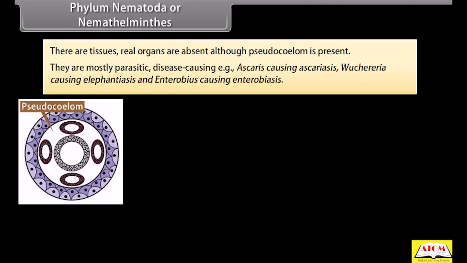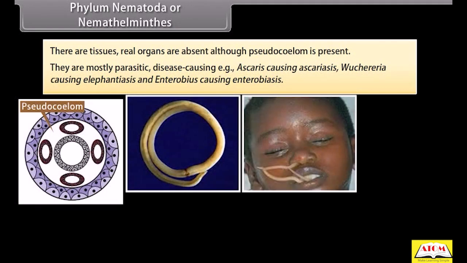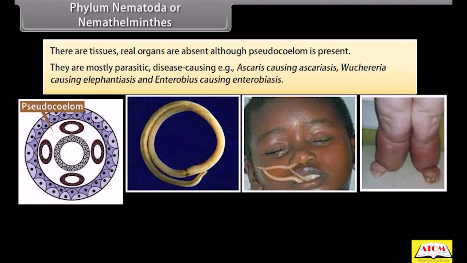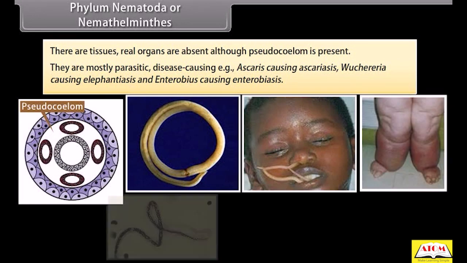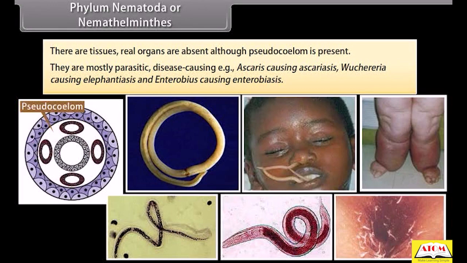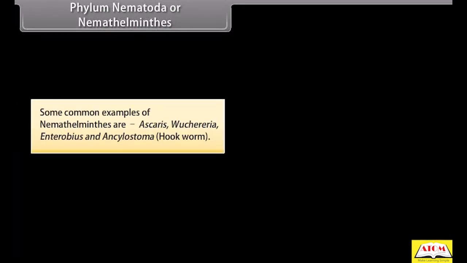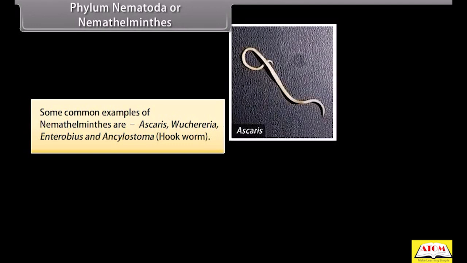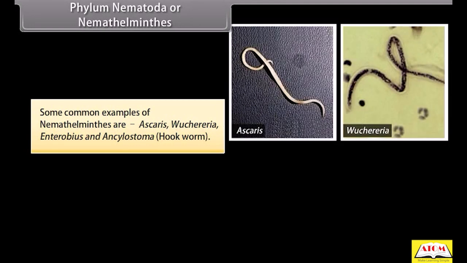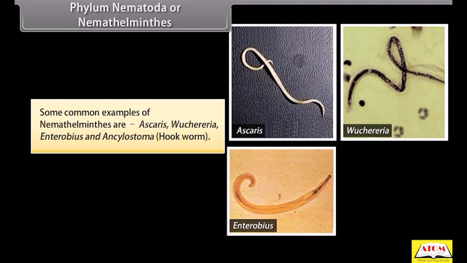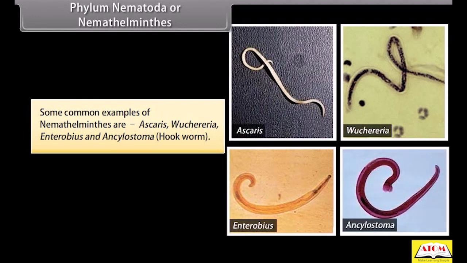They are mostly parasitic disease-causing, example, Ascaris causing ascariasis, Wuchereria causing elephantiasis, and Enterobius causing enterobiasis. Some common examples of Nemathelminthes are Ascaris, Wuchereria, Enterobius, and Ancylostoma, hookworm.